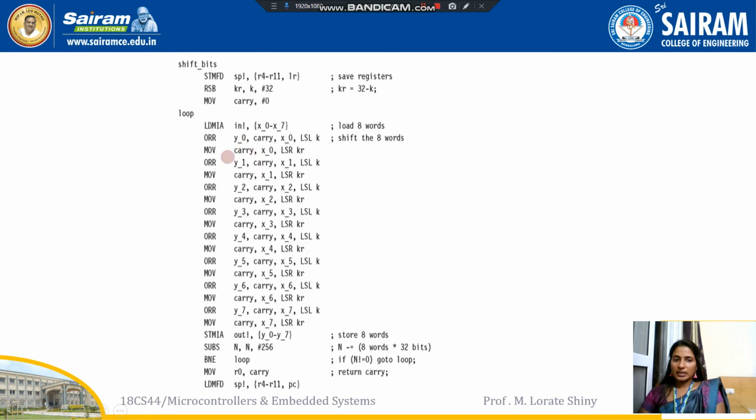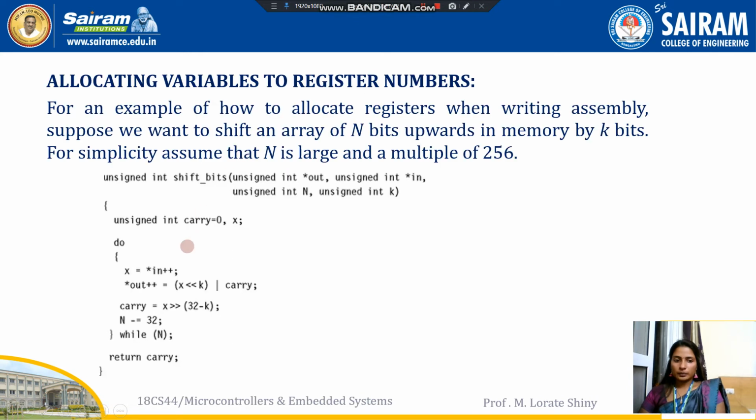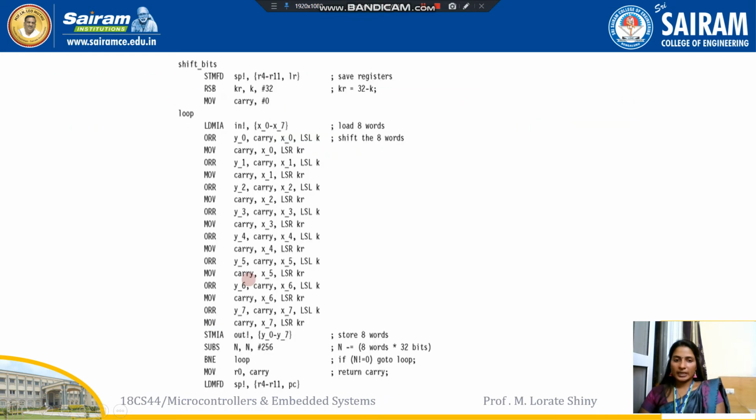Like that, next I have to find the new carry. After doing the OR operation, I will find the new carry. The new carry is equal to the input data right shifted by 32 minus k. 32 minus k is taken as kr. So we can write: input is X0, the first register input, and I am doing a right shift operation with kr. After that I am moving this to carry. So the OR operation, the move, and finding the carry are done.